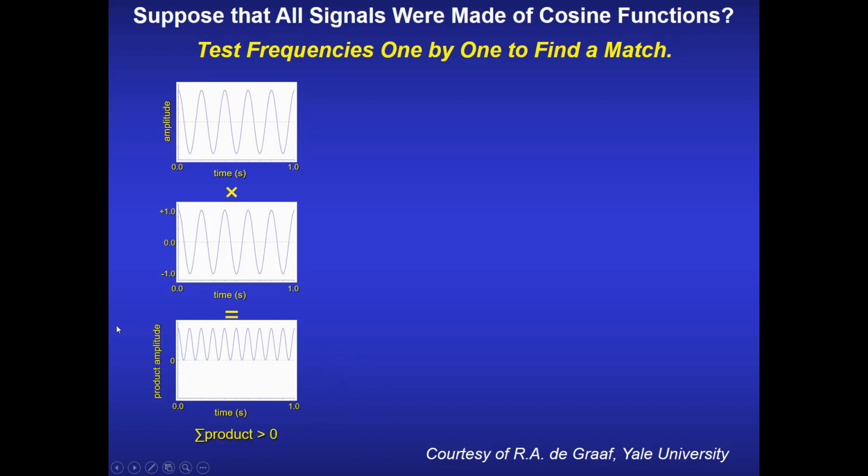The sum, if you integrate over the whole signal and add up the results, the sum will always be greater than 0 if you have guessed the right resonance frequency.